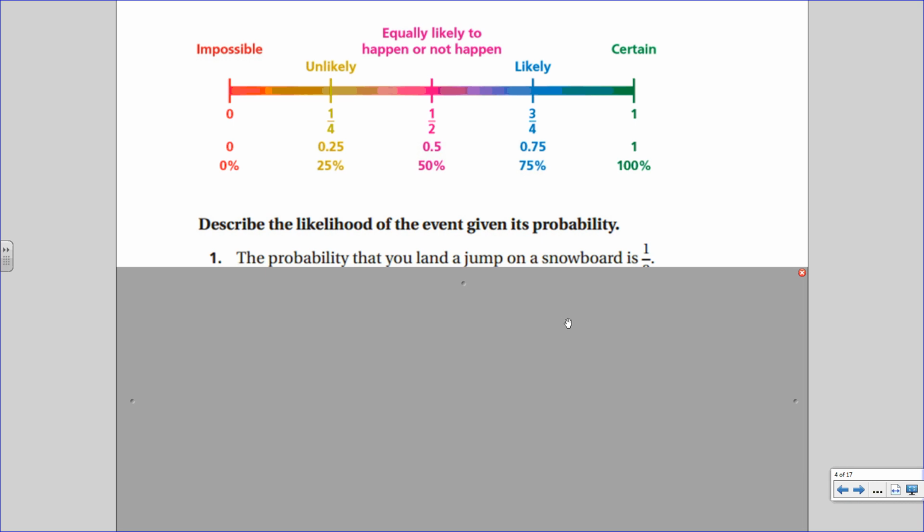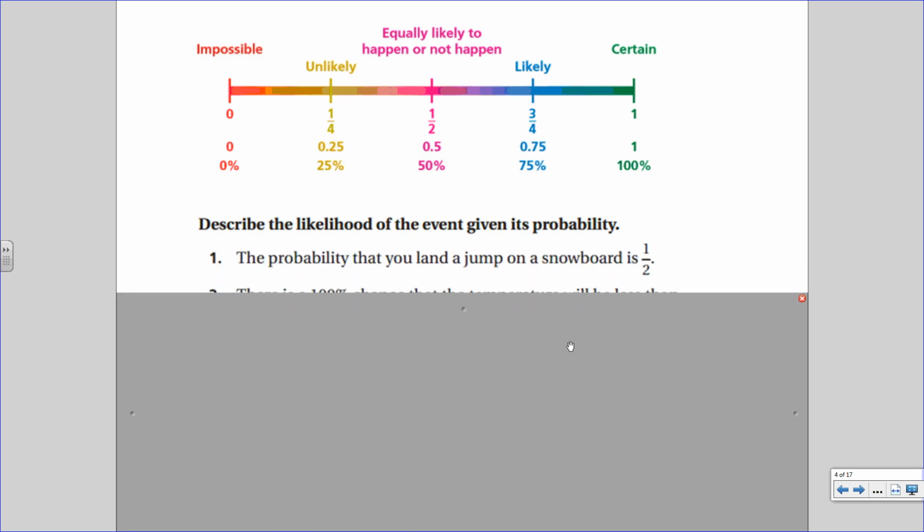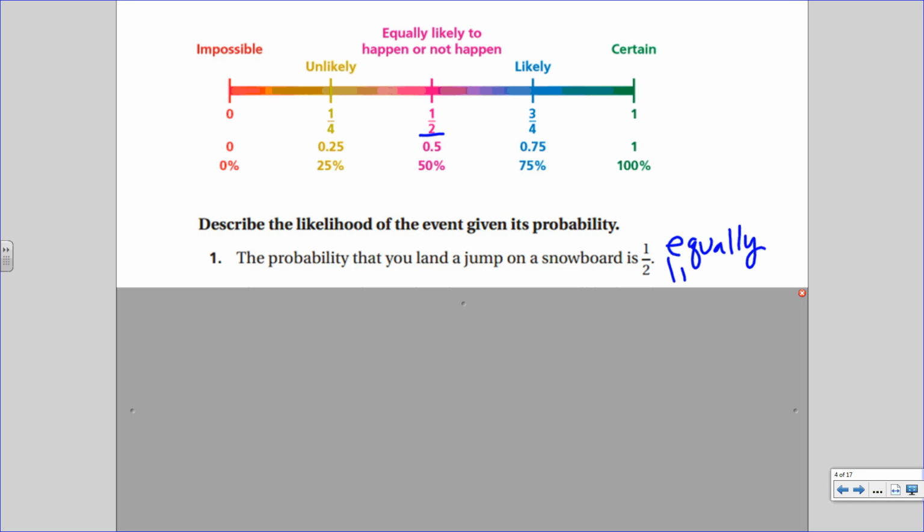So on your notes it says, describe the likelihood of the event given its probability. So the probability that you land a jump on a snowboard is 1/2. And they're asking what would be the likelihood of that event. So 1/2 is right here, so you would say it's equally likely. Equally likely or unlikely, you can write it like that.